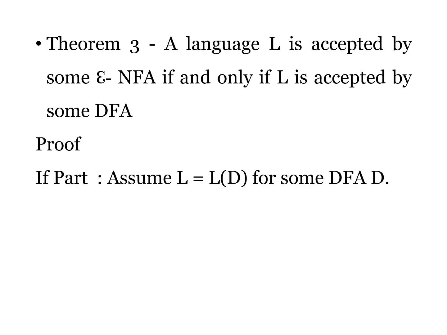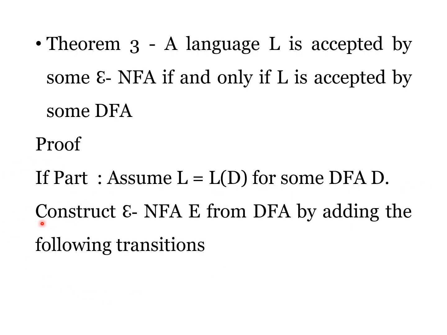So what is your if part? If part is, we want to assume that there exists a DFA D, then there exists an equivalent epsilon NFA. So given a DFA, we want to say that there exists an equivalent epsilon NFA for this DFA D. This is the if part proof.